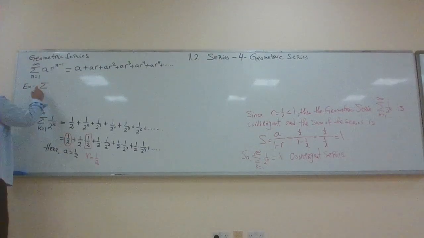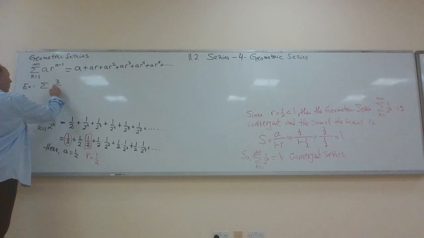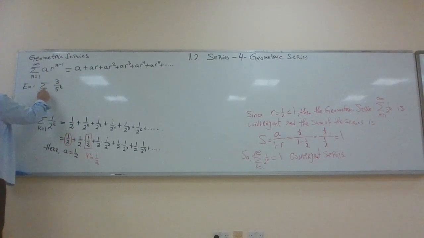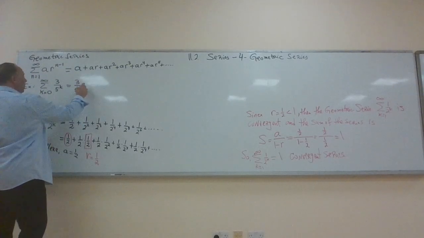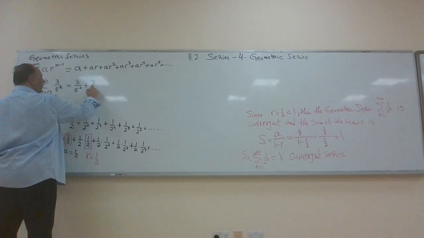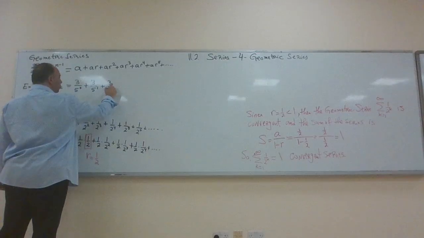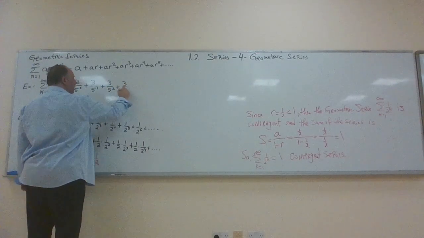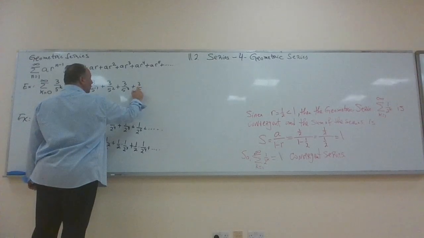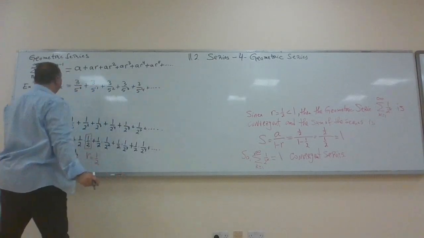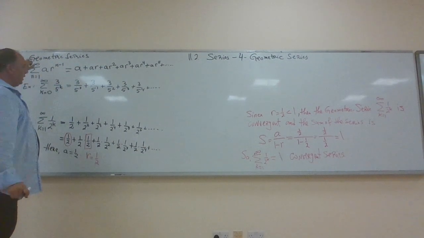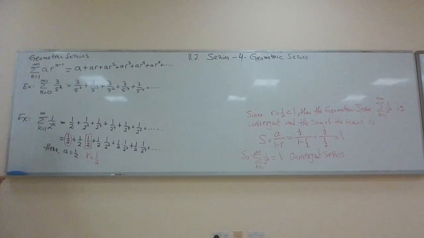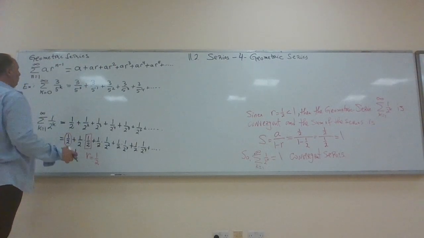So let's say I have the series 3 over 5 to power k. Let's say this time I start from 0, doesn't matter. So I have here 3 divided by 5 to power 0, 3 over 5 to power 1, 3 over 5 to power 2, 3 over 5 to power 3, and we keep going. First thing we can notice, we could actually factor 3 out. We don't have to, but it could be useful.